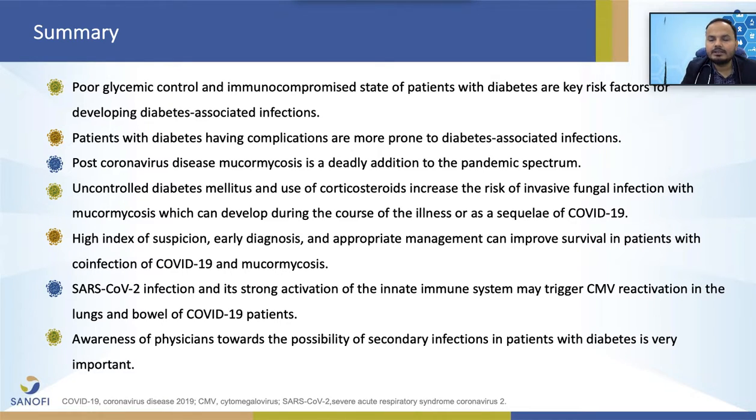So the summary is that poor glycemic control and immunocompromised state of patients with diabetes are key risk factors for developing diabetes-associated infections. Patients with diabetes having complications are more prone to diabetes-associated infections. Post-COVID mucormycosis is a deadly addition to the pandemic spectrum. Uncontrolled diabetes and use of corticosteroids increase the risk of invasive fungal infections with mucormycosis. We must have a high index of suspicion; early diagnosis and appropriate management can improve survival in patients with co-infection of COVID-19 and mucormycosis.